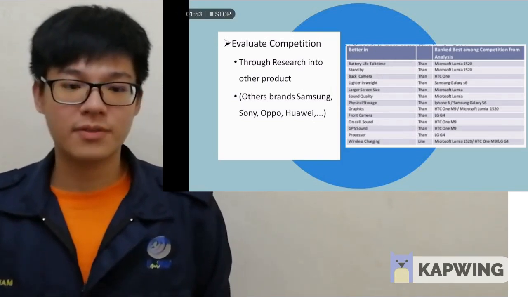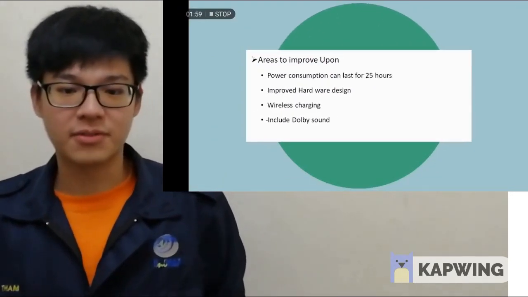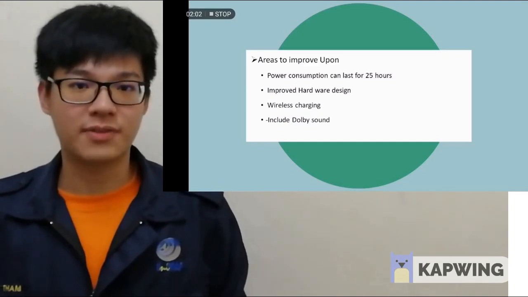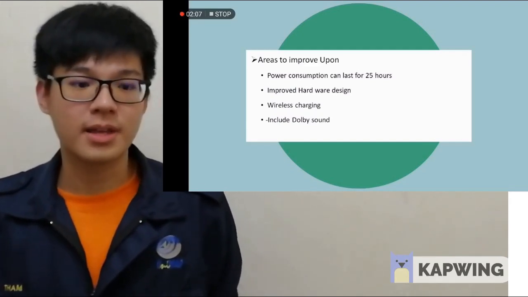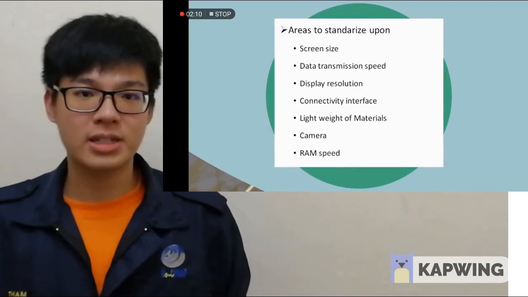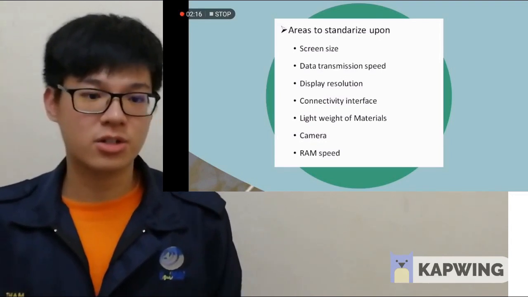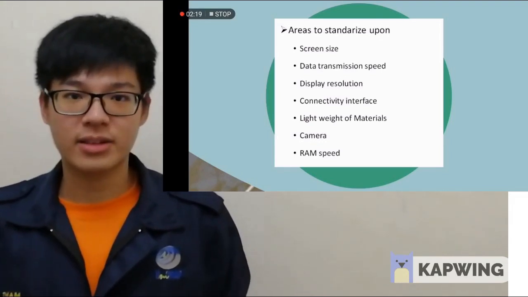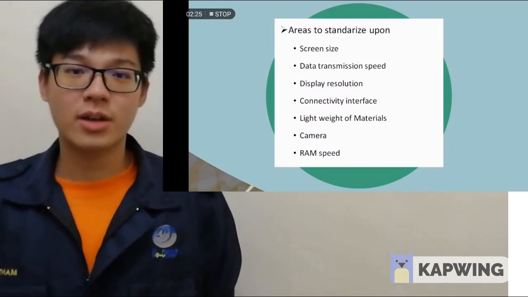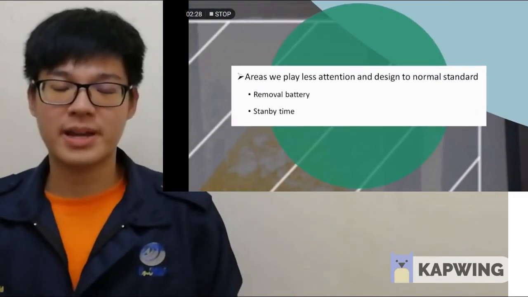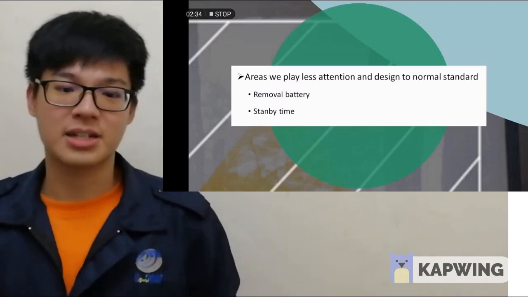On the other hand, what QFD will do better is to focus on areas to improve upon. For example, power consumption that can last for 25 hours, improved hardware design, wireless charging, including Dolby sound, and so on. QFD also helps the company standardize the product in aspects of screen size, data transmission speed, display resolution, connectivity interface, the weight of the material, and the camera and speed in the iPhone. Lastly, QFD helps the company do better in areas that deserve attention and are designed to be normal standards, like the removal of the battery, the standard standby time, and the security of the iPhone.